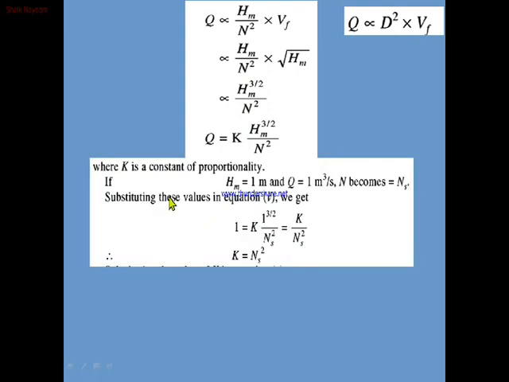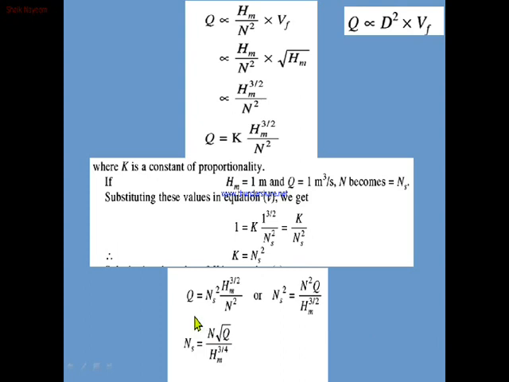Now we need to write the expression for the specific speed. Specific speed is when we have 1 meter of head and 1 meter cube per second discharge. We substitute these values in this equation, where N then becomes Ns. So we get the constant value K equal to Ns square. We substitute this K value here and get the expression Q equals Ns square Hm to the power 3 by 2 by N square. Writing in terms of Ns, the final expression is N into root Q by Hm to the power 3 by 4. Now we come to the end of the lecture. Thank you for listening.